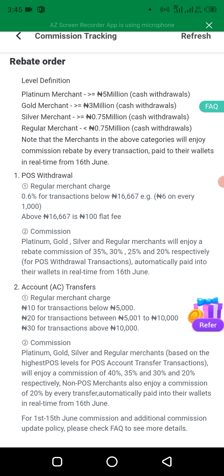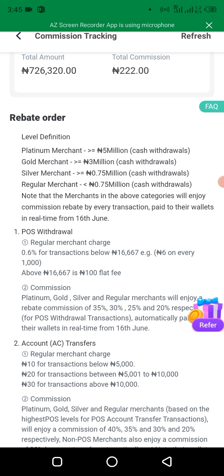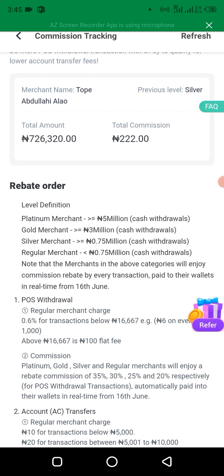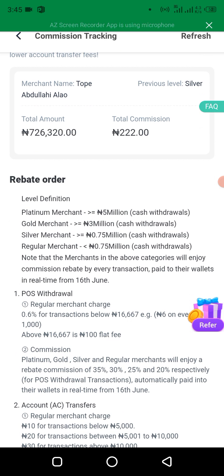Now let's take it one by one. Let's finish the one of POS charges. Everybody, this is the amount they will charge, whether you're a regular merchant, a silver merchant, a gold merchant, or a platinum merchant. That's the amount Opay will charge you. But it is the commission, that is the bonus, that will make the difference, because different levels have different bonuses. Now let's go up.